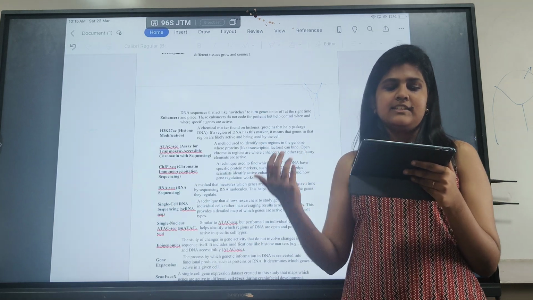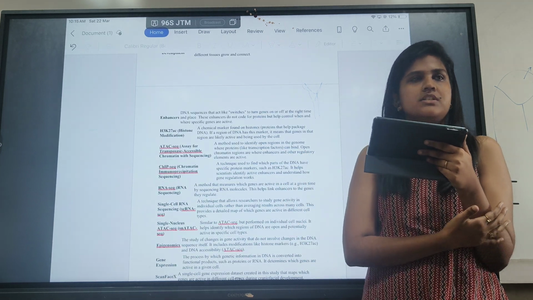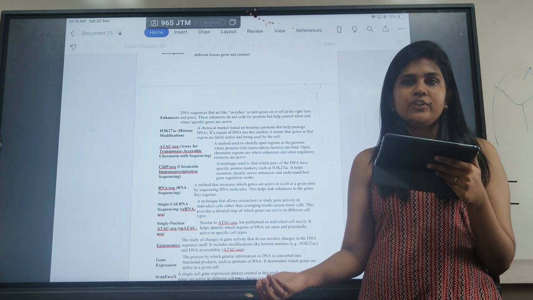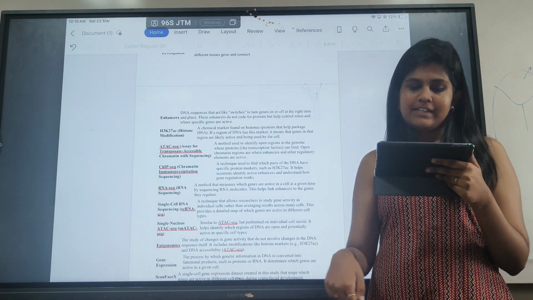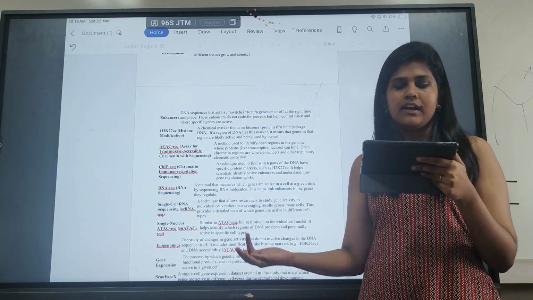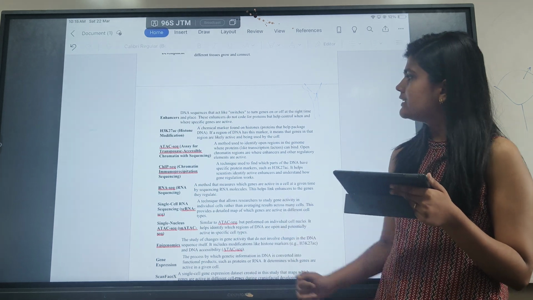So what are enhancers? Enhancers are like the switches, which I mentioned earlier during the seminar session, that turn genes on and off at the right time and place. These enhancers do not code for protein but help control when and where specific genes are active.